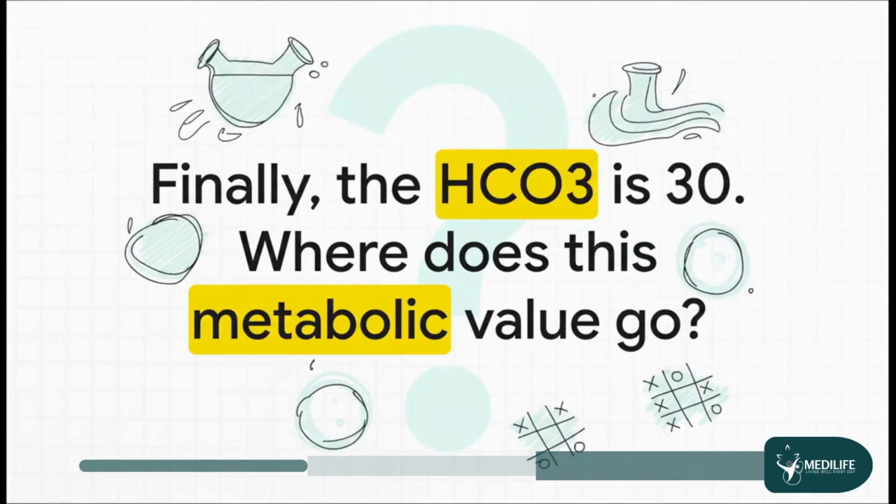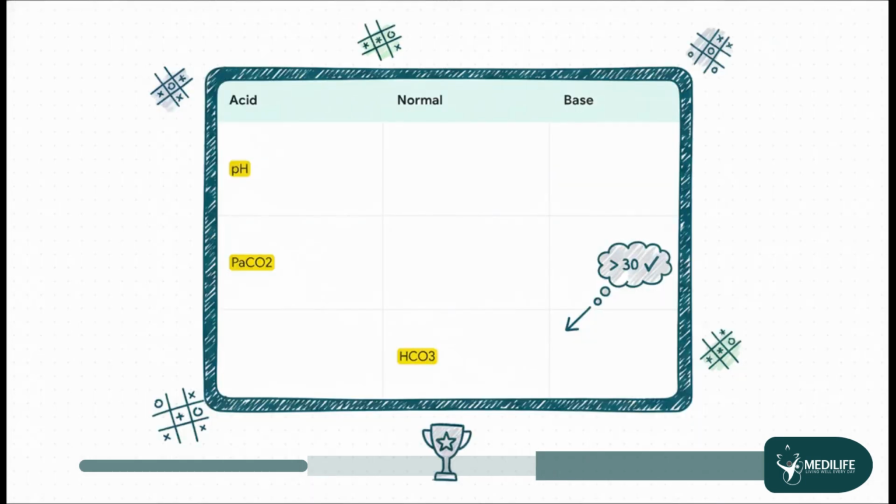All right, last move. Our HCO₃, the metabolic value, is 30. The normal range for that is 22 to 26. So where does our final piece of the puzzle go? You nailed it. Since 30 is higher than 26, the HCO₃ goes right into the base column. And just like that, our game board is filled out. All the values are placed.